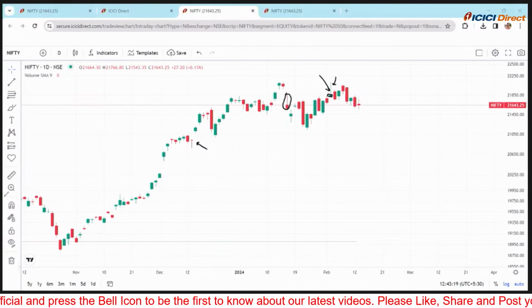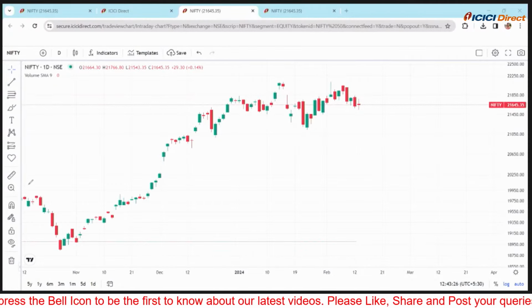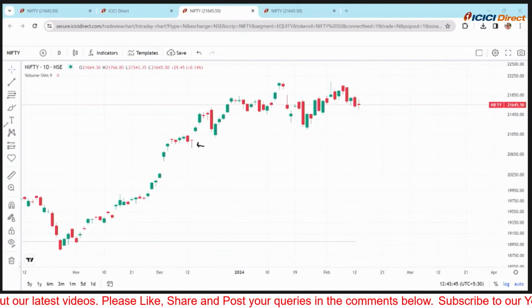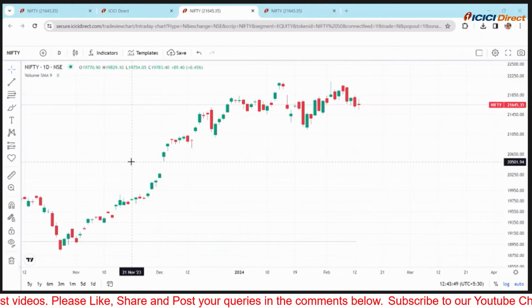We'll come there. Next, can it be a hammer? Yes, it can be a hammer. But I'm taking it as a gravestone doji because the body is smaller. For your hammer, I'll tell you how a hammer looks, because the next part is there. I just wanted to focus on doji. Can I call this a long leg doji and this a gravestone doji? We'll see more examples. Let me scroll the chart for more examples on doji.